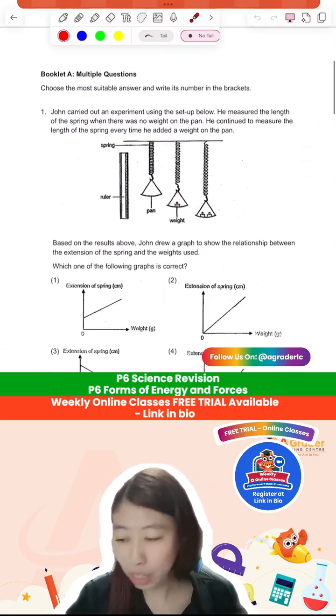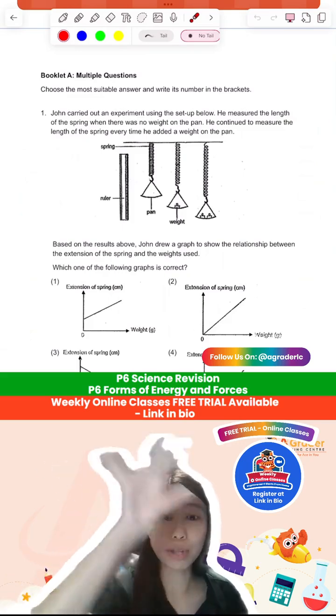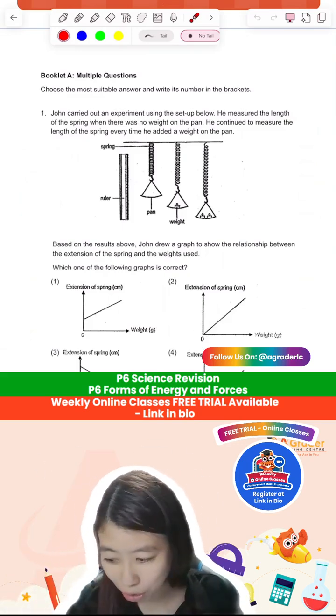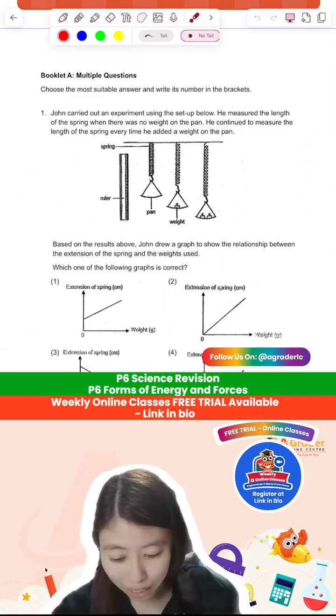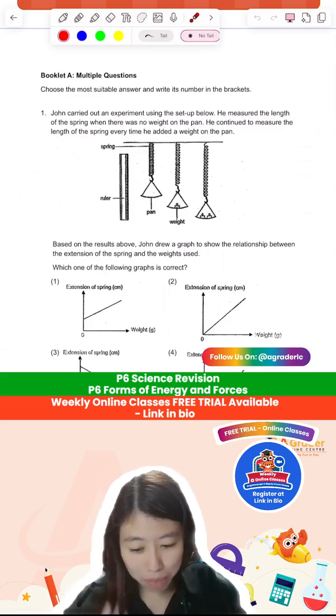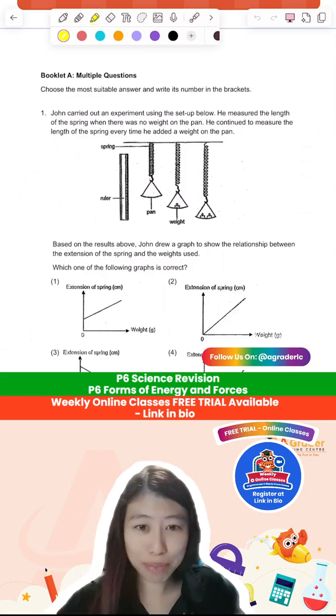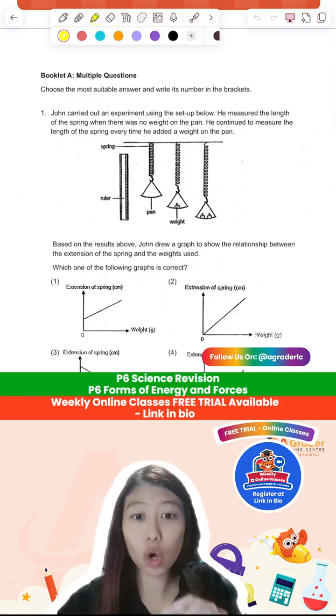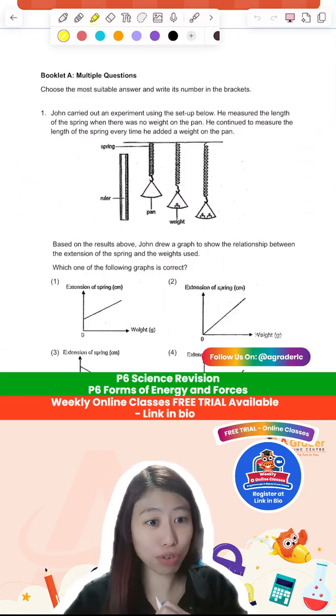I only can show you part of the question, the banners on top are going to block. So let me start off with the top first. It says here that John carried out an experiment using the setup below. What happened is always identify a changed and measured variable.